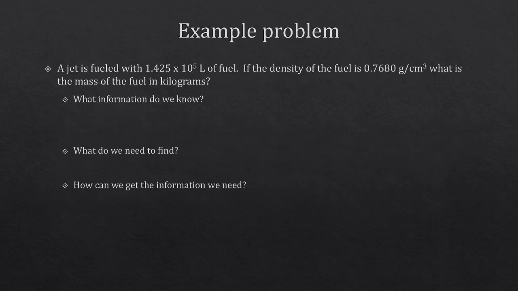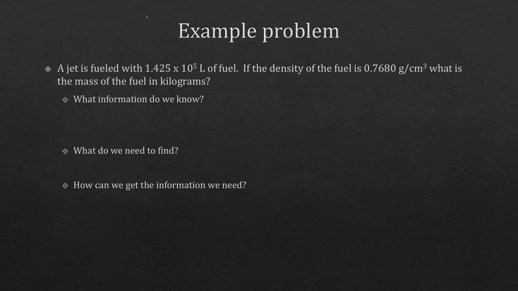So let's see how we're going to use this to help us solve a question. So I'm going to have a jet, and I'm going to fuel it with 1.425 times 10 to the 5th liters of fuel. I'm going to know the density of this fuel is 0.7680 grams per cubic centimeter. And I want to know what is the mass of that fuel in kilograms. So this problem is a density problem combined with some conversions as well.